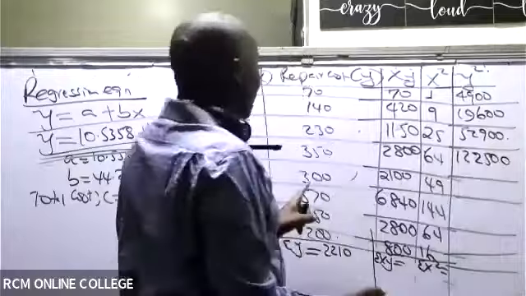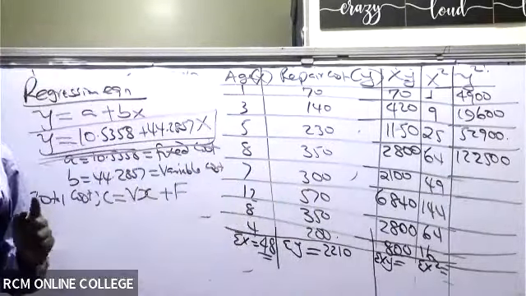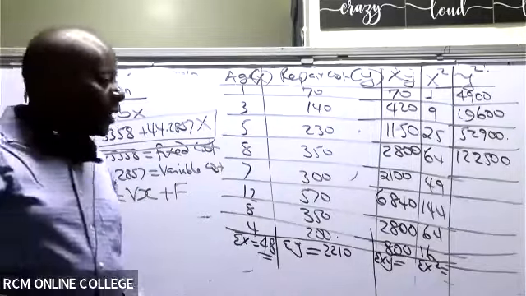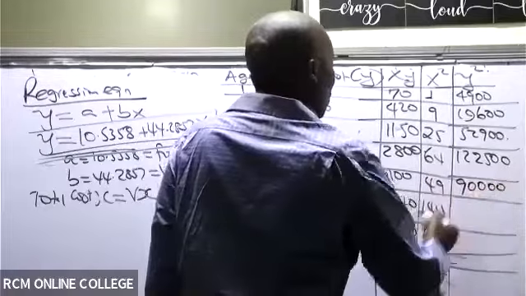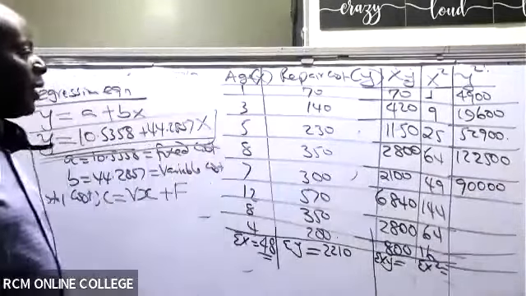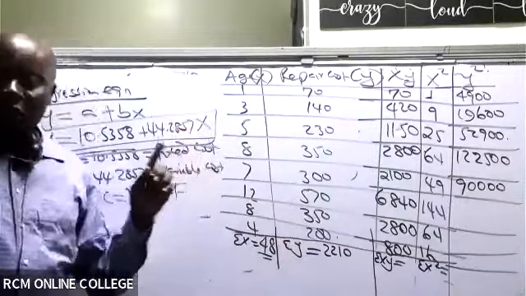So this is 122,500. From there, we have 300 squared. I think I'll be able to get these, but there's no harm if I got this number from you. So I'm being told it's 90,000. And then lastly, we have 570 squared. How about 570 squared?